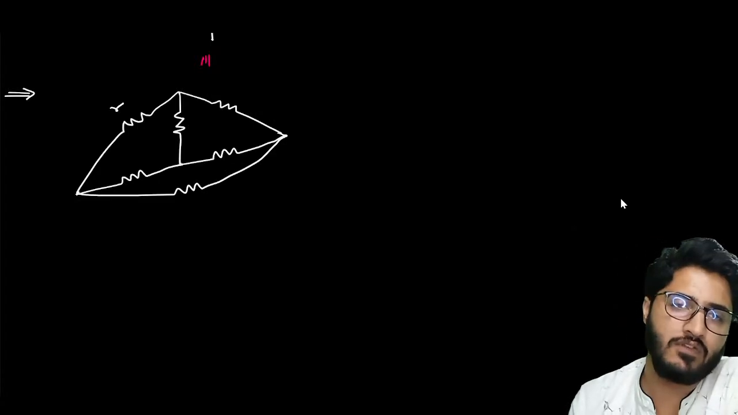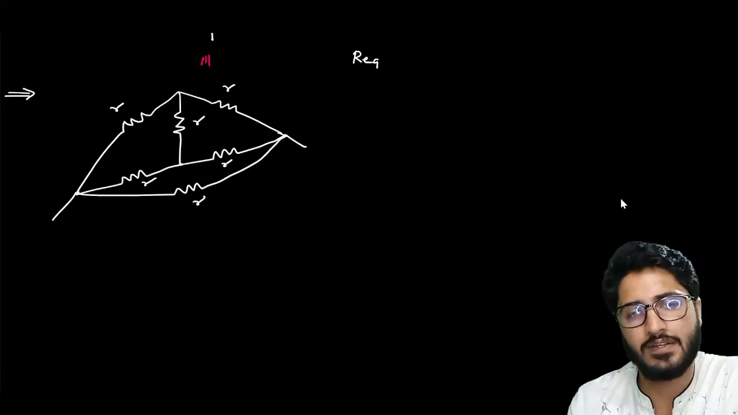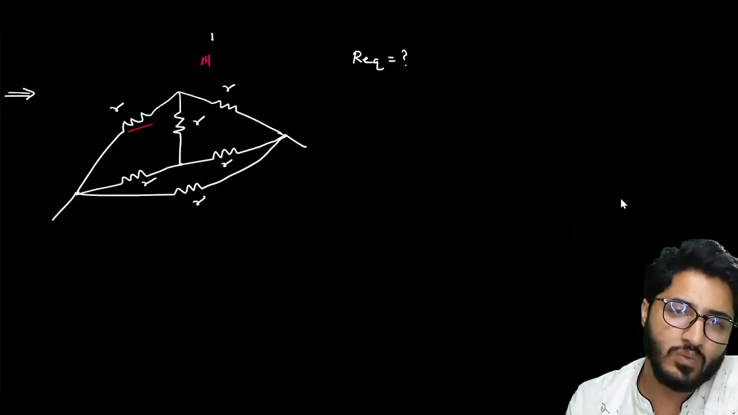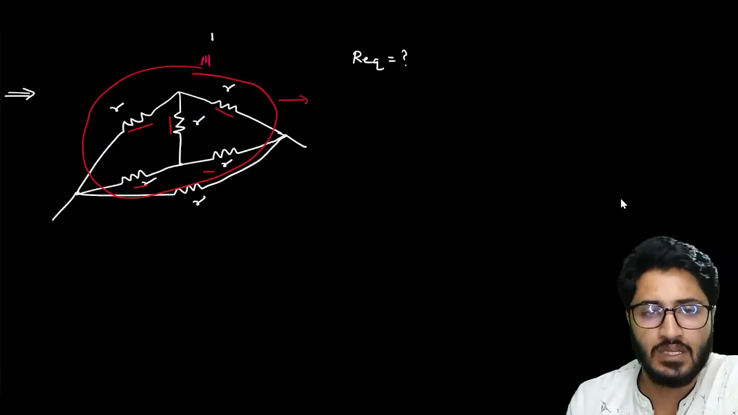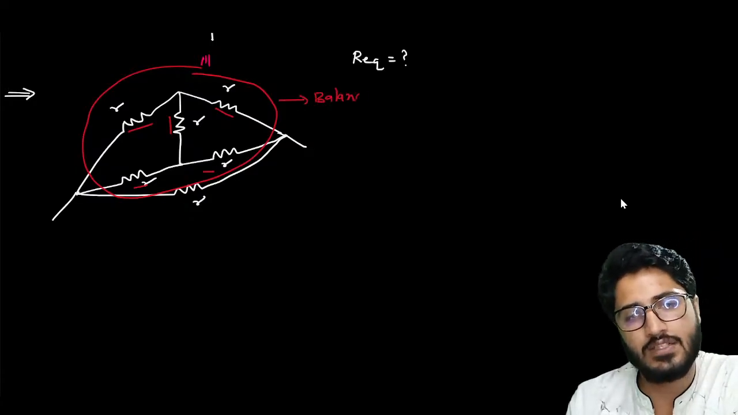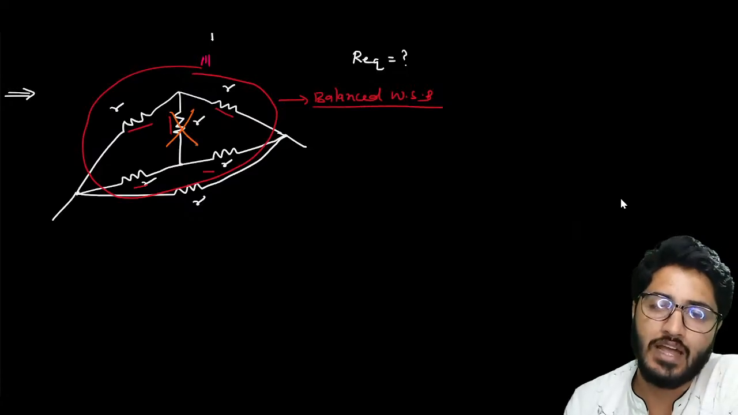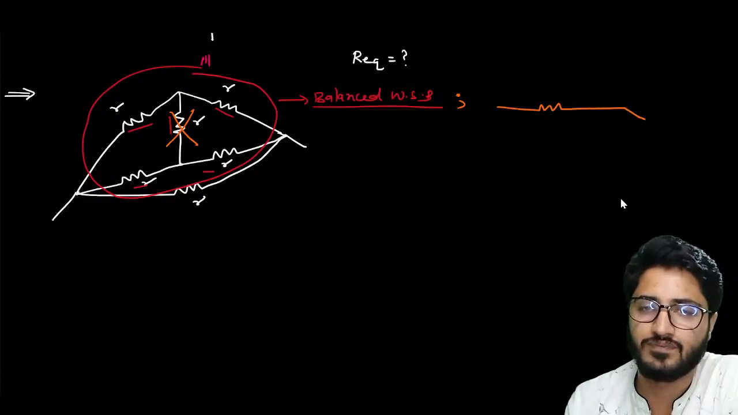Okay, value is R. So we need to find out R equivalent. How can we get it? Look, if we talk about this one, this one, this one, this one, and this one, it shows you what? It is a balanced Wheatstone bridge. So there is no usage of this one. I will redraw the structure. It will look like this now.